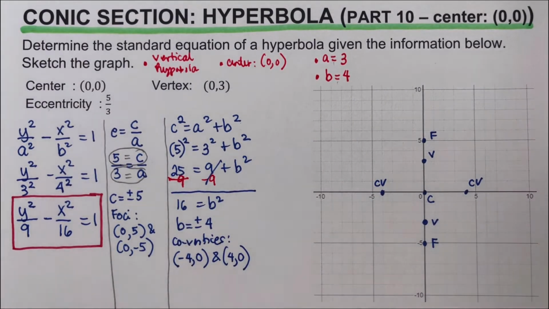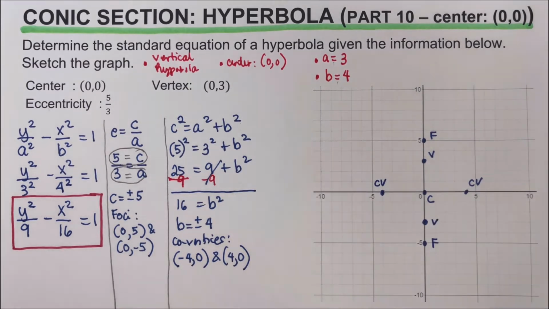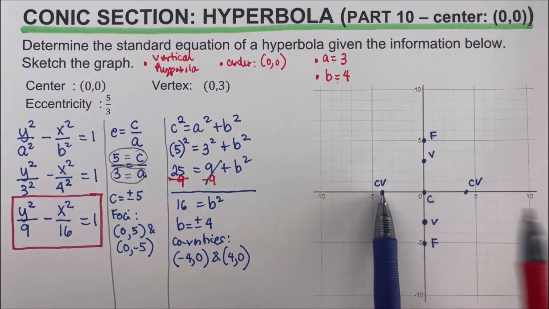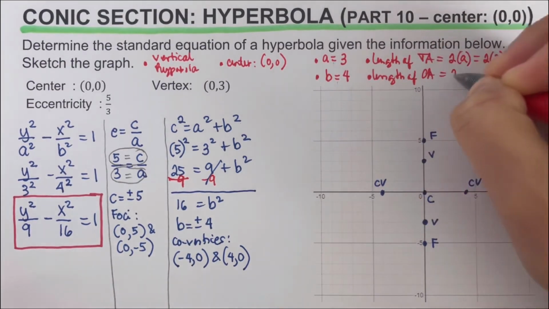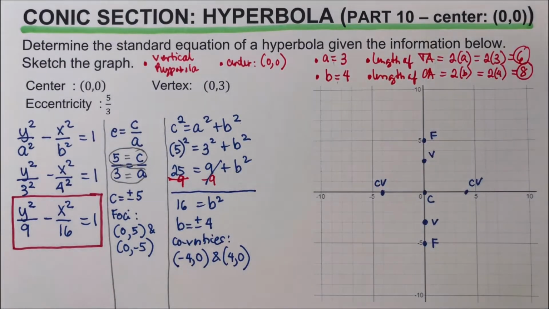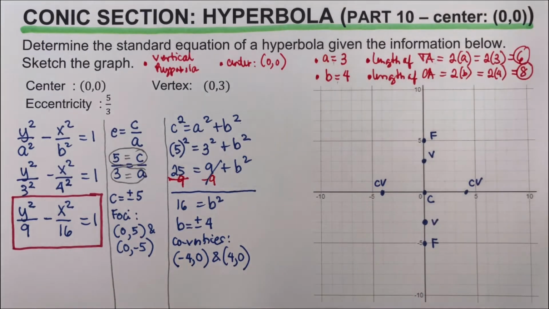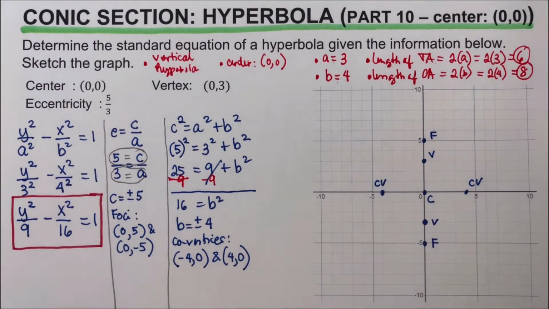Okay, from here we can determine the length of the transverse axis, that is the distance from the vertex to the other vertex, and the length of the conjugate axis, that is the distance from the co-vertex to the other co-vertex. I'm going to go ahead and show that work up here. Okay, so the length of the transverse axis is 6, while the length of the conjugate axis is 8. So that from here, we can go ahead and sketch the central rectangle.